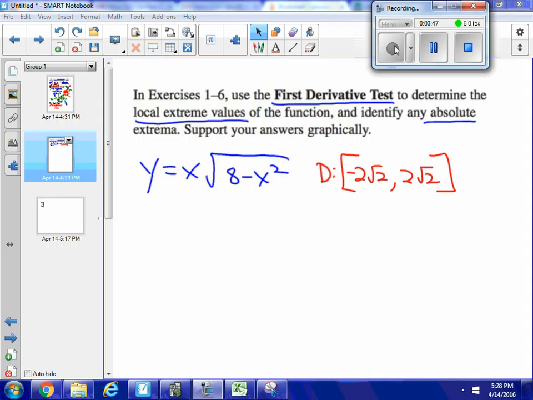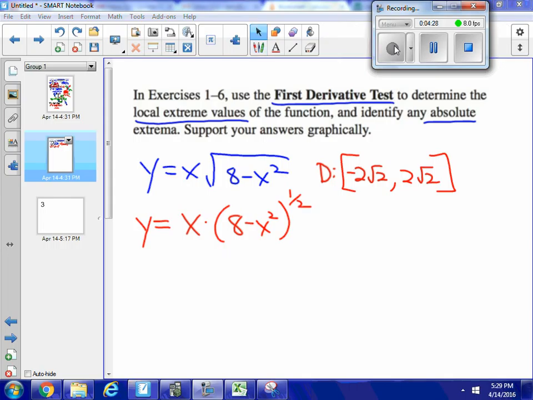And it includes both of those numbers. That's why there are brackets, because I can have 0 as my radicand. I just can't have a negative number. So that's the domain of the problem. The next thing I'm going to do is find the derivative of my function. And before I start doing that, I'm going to change it into rational exponents. So I have y equals x times 8 minus x squared to the 1/2 power.